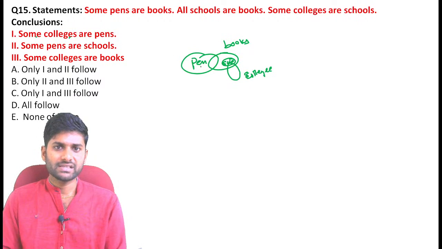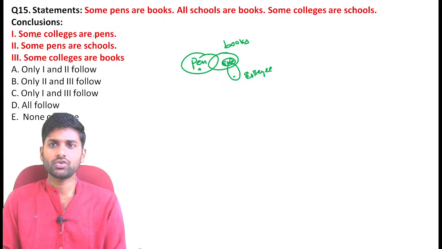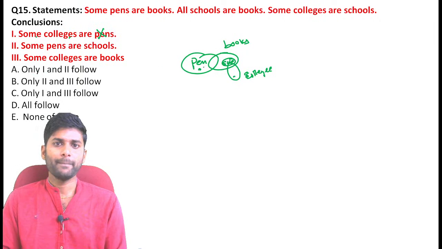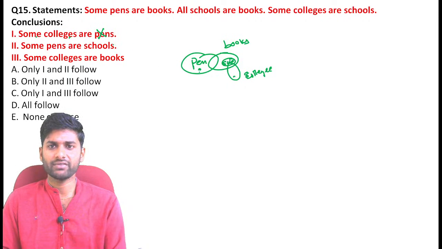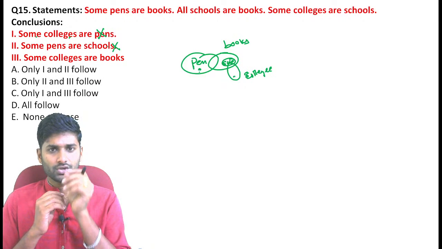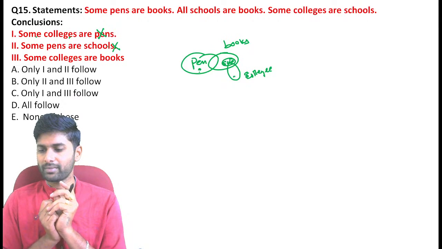Some colleges are pens. Here the pen, here the college. There is no direct connectivity, so choose it as a wrong option. Some pens are schools. Here pen, here school. There is no direct connectivity. So if you want some or all, we require a direct relation in the diagram. That's why just draw the proper diagram. That is the most important part.